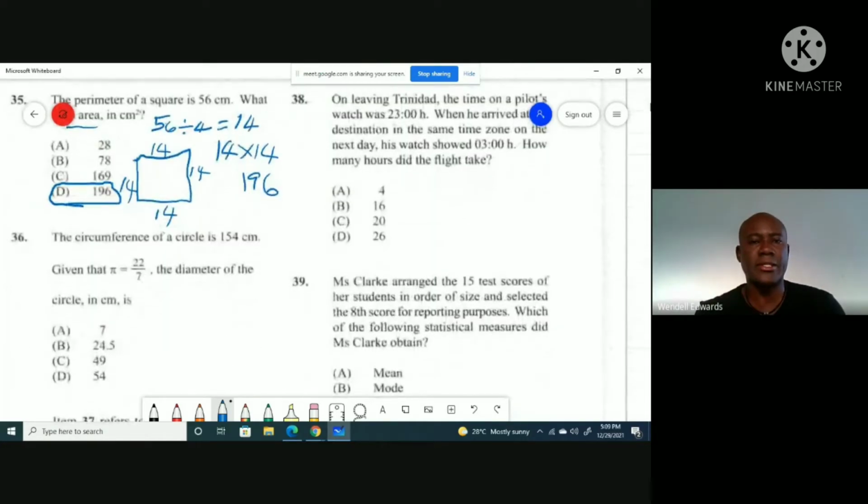Then question 36 reads that the circumference of a circle is 154. Given that pi is 22/7, we want to know what the diameter of the circle is. All right. Again, the diameter of the circle is what? The circumference is 154. What do we know? We do know that circumference is equal to 2 pi r or pi d.